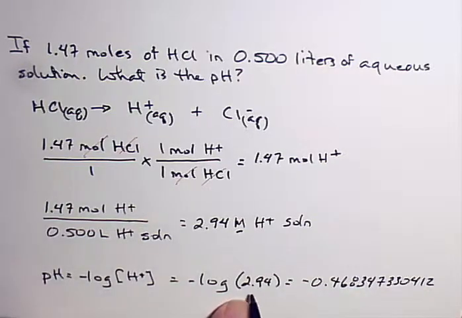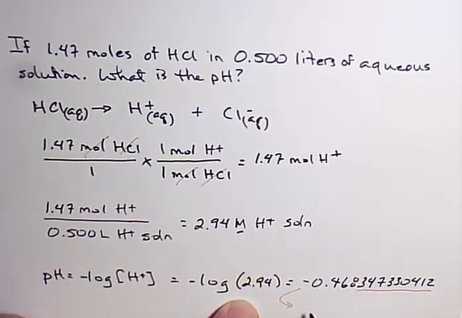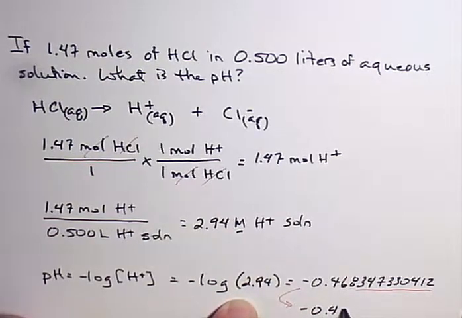Okay? So since this number has 3 significant digits, we're going to assume this one will have 3 significant digits too. And actually it should have 4 if you're using the correct rules, but we'll use the 3. So our pH is negative 0.468 pH.